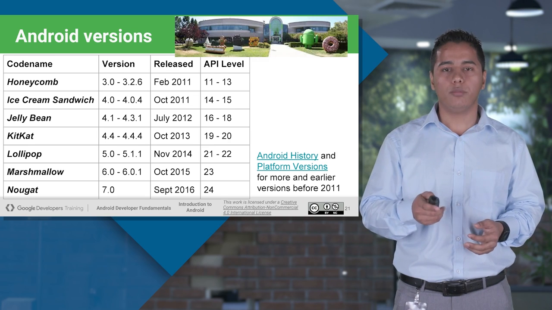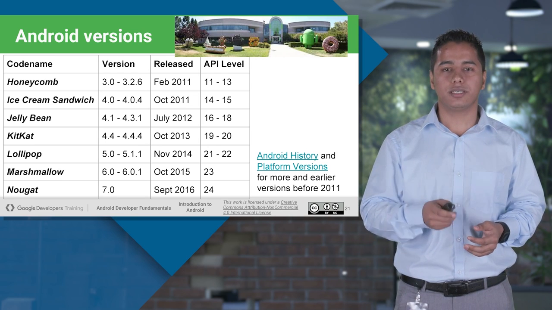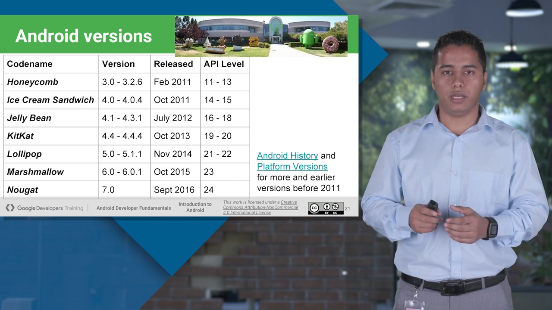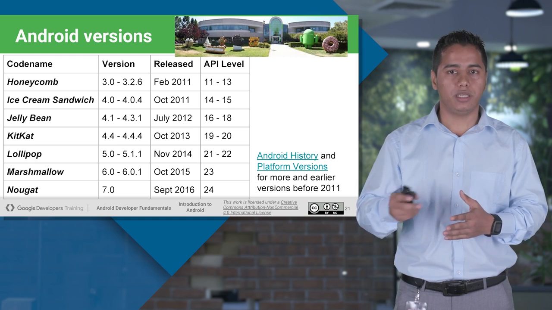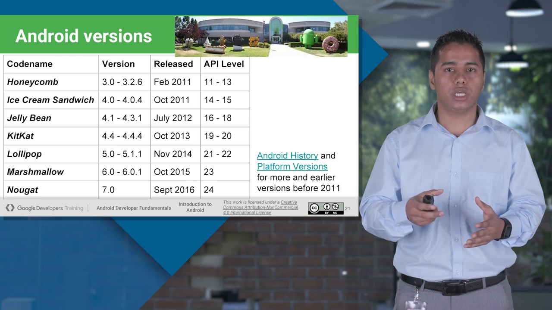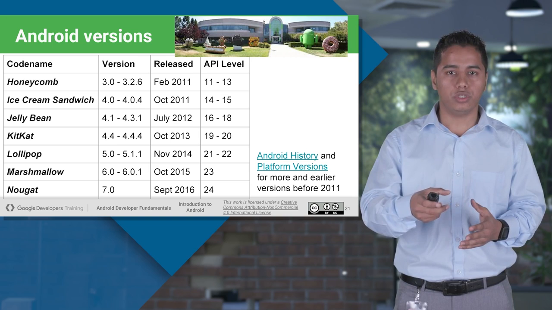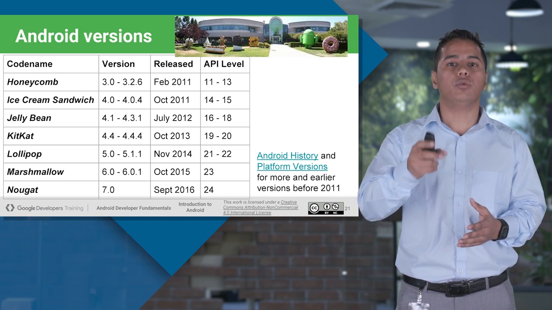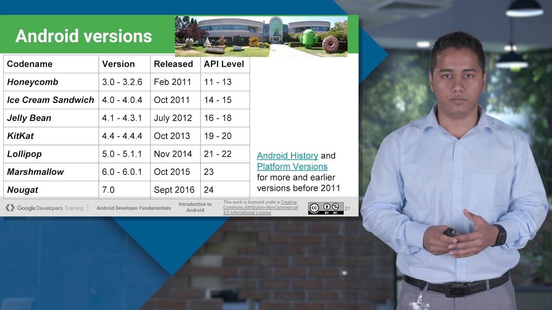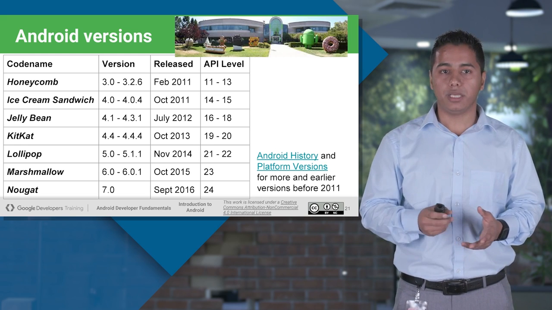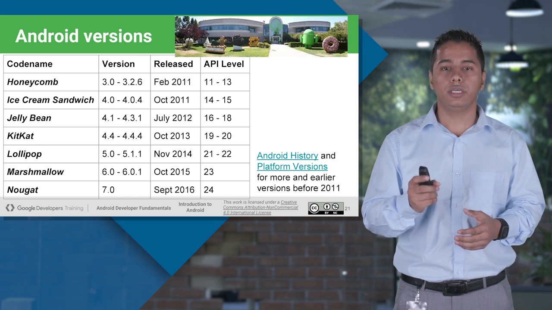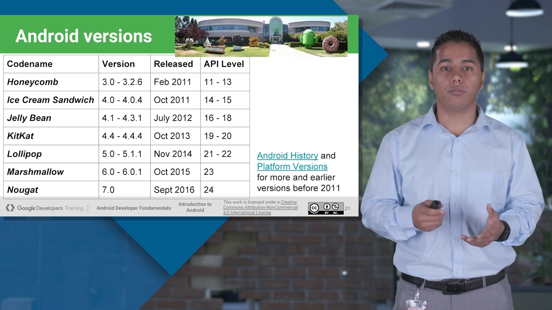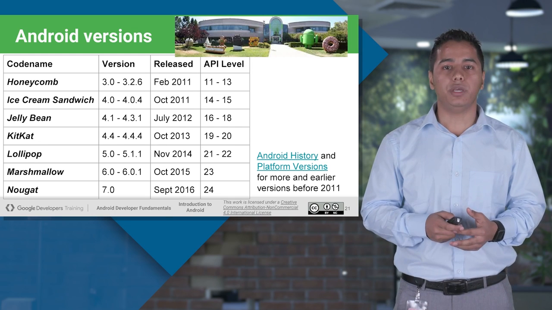One more thing I really want to discuss here is API level. Each version works on a particular API level, and API stands for application programming interface. There is a set of classes provided at each Android version, which you will use to develop your Android application for that particular version. If I want to develop an application for KitKat, I will be using API 19 to 20. And if I'm developing for the latest version, it will be API level 24.